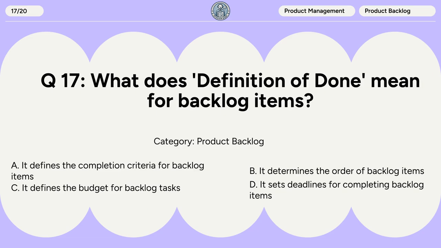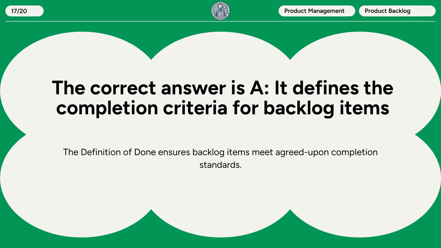Question 17. What does definition of done mean for backlog items? A. It defines the completion criteria for backlog items. B. It determines the order of backlog items. C. It defines the budget for backlog tasks. D. It sets deadlines for completing backlog items. The correct answer is A. It defines the completion criteria for backlog items. The definition of done ensures backlog items meet agreed upon completion standards.